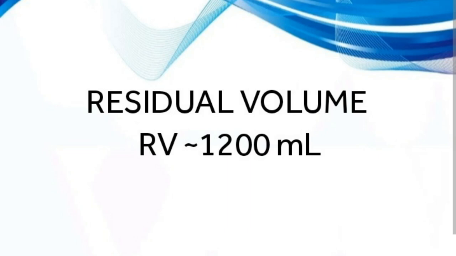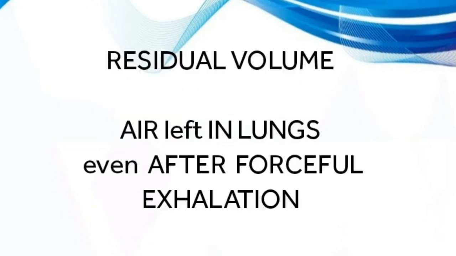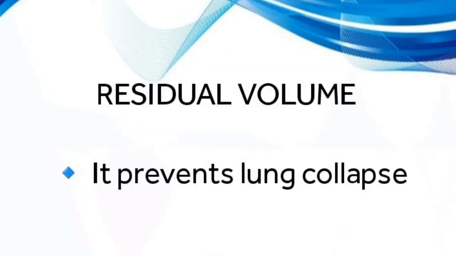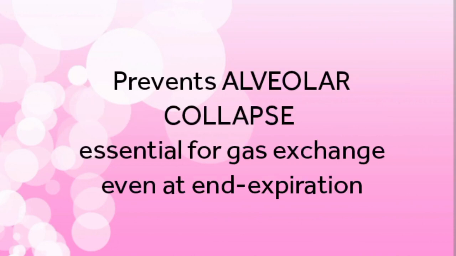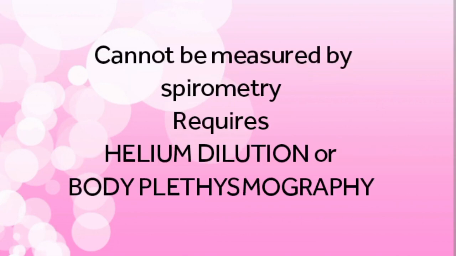Residual volume is approximately 1200 ml. It is the air left in the lungs even after forceful exhalation. It prevents lung collapse. It increases in obstructive lung diseases due to air trapping, such as COPD and asthma. It prevents alveolar collapse and is essential for gas exchange even at end expiration. Residual volume cannot be measured by spirometry; it requires helium dilution or body plethysmography.